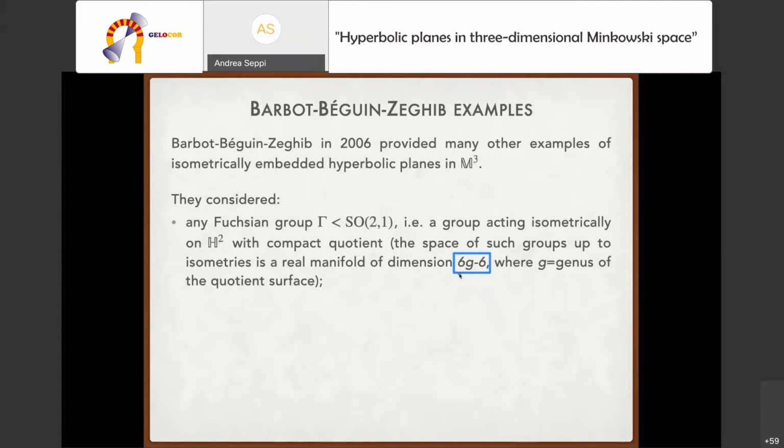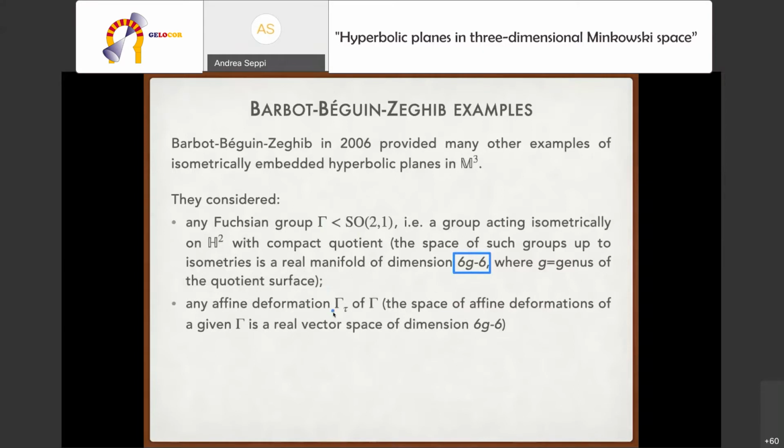A rough dimension count shows that the dimension is 6G minus 6, because if the quotient has genus G, then your group has a presentation with 2G generators and one relation. And this group, SO(2,1), has dimension 3. So basically, for each generator, you have 3 degrees of freedom, so you get 6G dimensions, but then you kill 3 because you have one relation to be satisfied, and you kill other 3 because you mod out by the equivalence relation where two groups which are conjugated are identified.